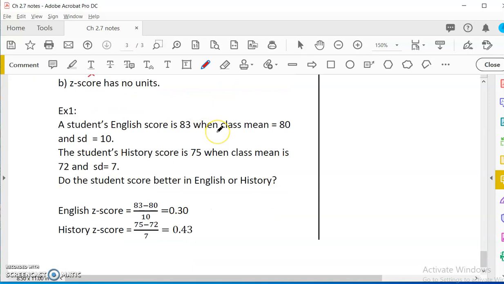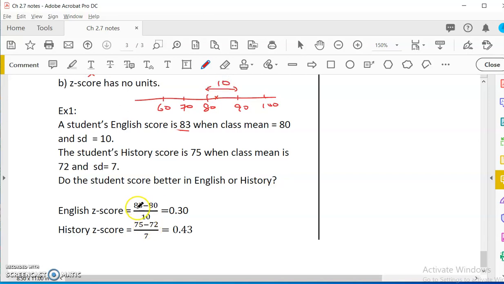So for example, a student's English score is 83, but the class mean is 80. So I'm going to draw the number line. This is the mean of the whole class, 80. The standard deviation is 10, so that means 90 is 1 standard deviation and 100 is 2 standard deviations above the mean, 70 is 1 standard deviation below the mean, and 60 is 2 standard deviations below the mean. So we say the student has an 83, so it will be here, right? How far away is it from the mean? It is 3 from the mean, but what is the size of the standard deviation? The size of the standard deviation is 10.